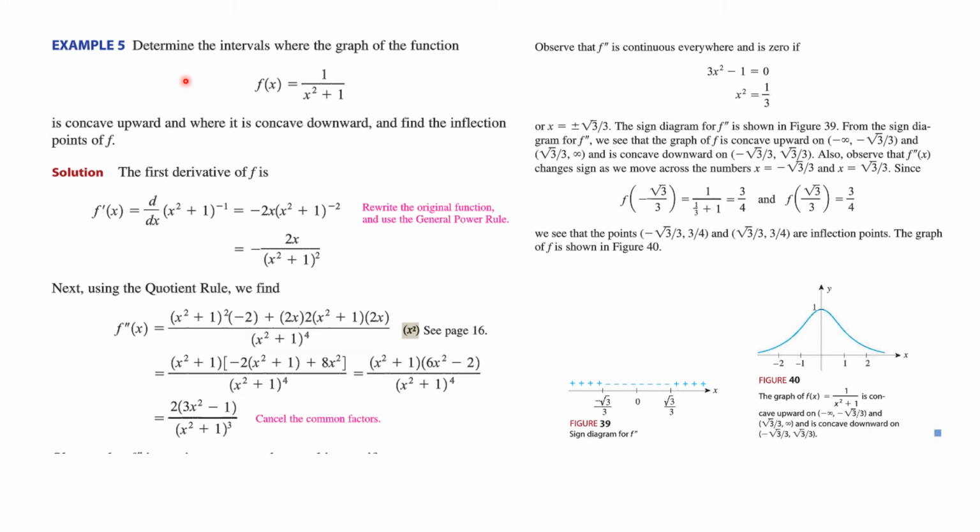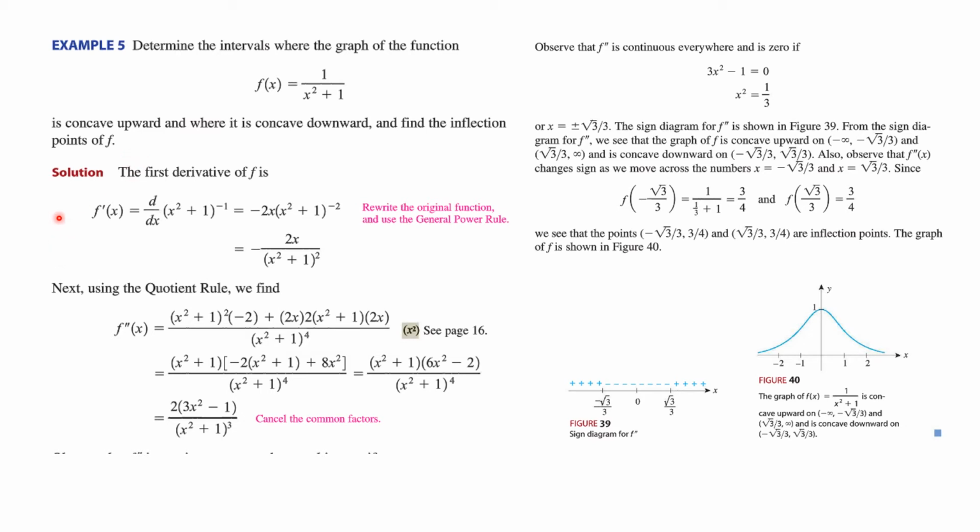Here's another graph. This is similar to a very famous curve. It looks a little bit like a bell-shaped curve. Determine the intervals where the graph of the function y equals f of x equals 1 over x squared plus 1 in the denominator is concave upward, and where is concave downward, and find the inflection points.